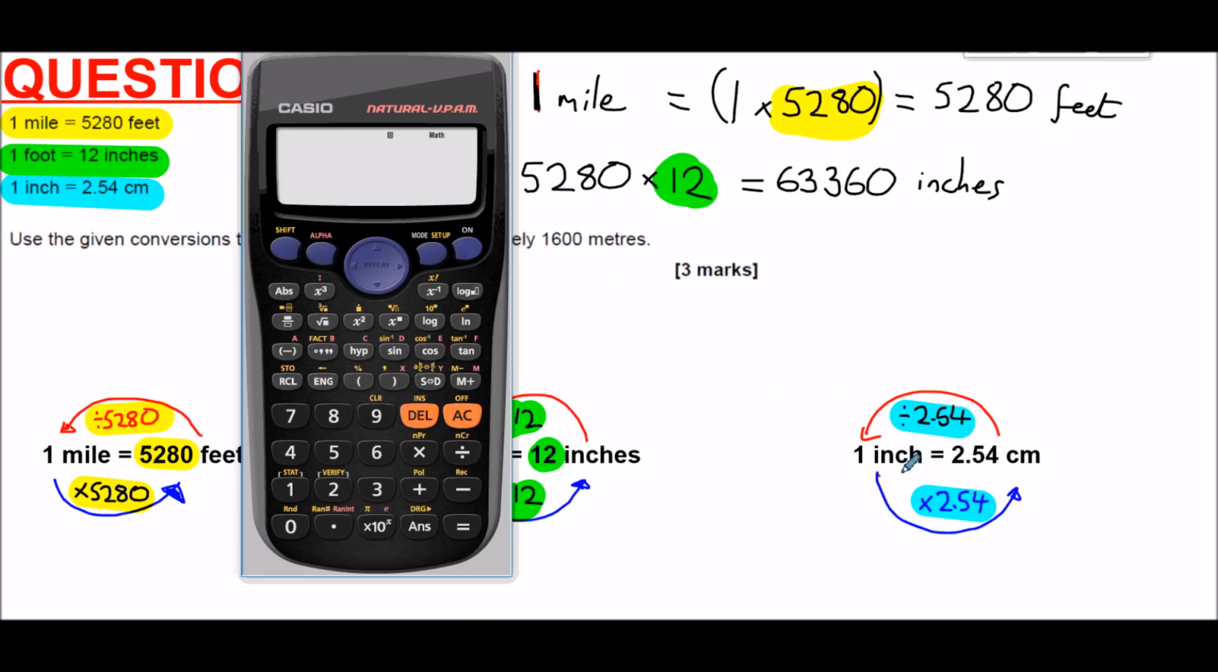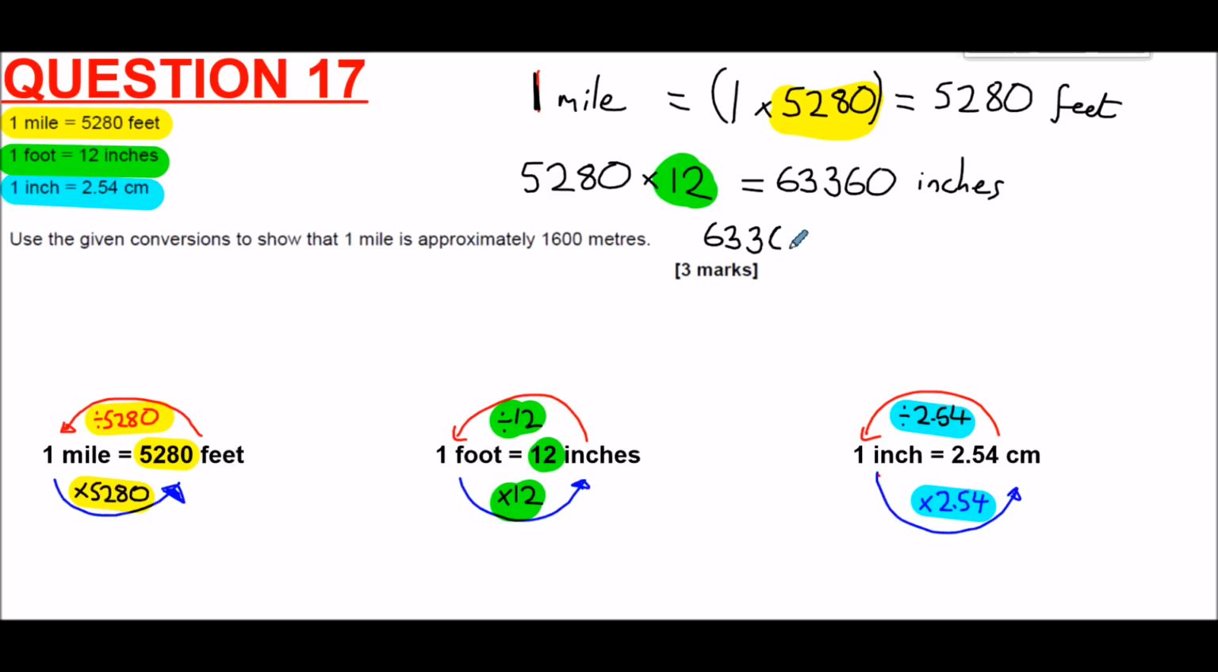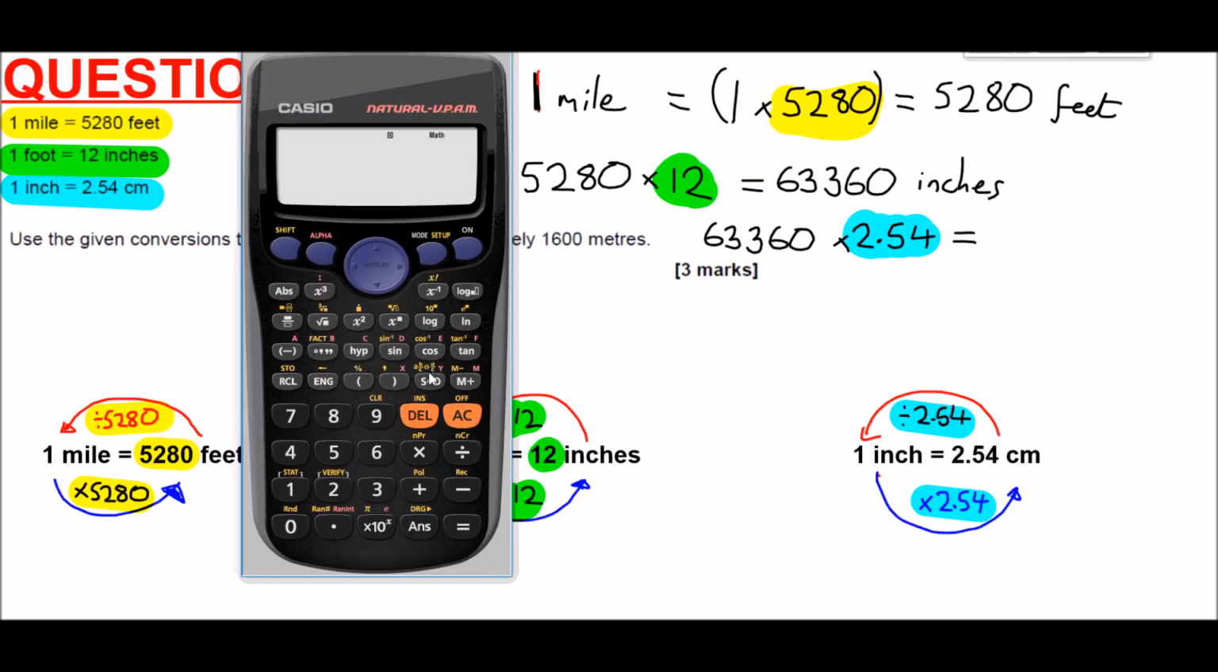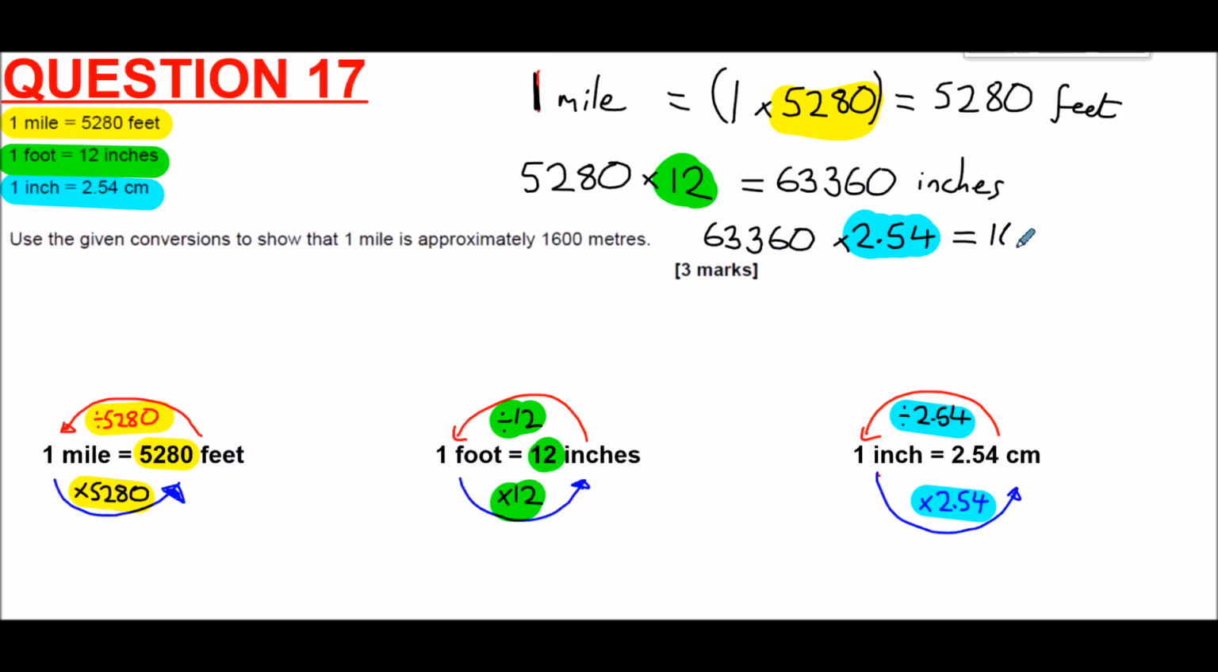And finally, we've got a conversion factor down here for changing inches to centimetres. From inches to centimetres, we're going to multiply by 2.54. And so we can take our number of inches, which is this huge number here, 63,000 and whatever, and multiply it by 2.54, and that'll tell us what a mile is in terms of centimetres. So 63,360 multiplied by 2.54 would give us 160,934.4 centimetres.